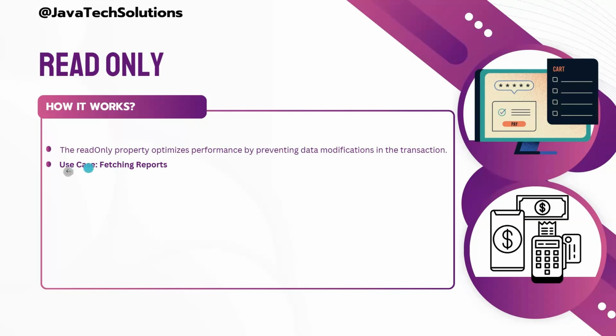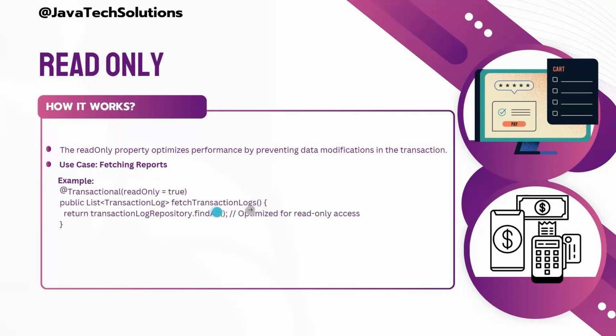The use case of this is while we are fetching some data from the database. If we talk about an example, you can see that within the transactional annotation we have used read only equals true, right? So this is where we use the read only property. We fetch some records from the database, and it will improve the performance by preventing data modification in the system.